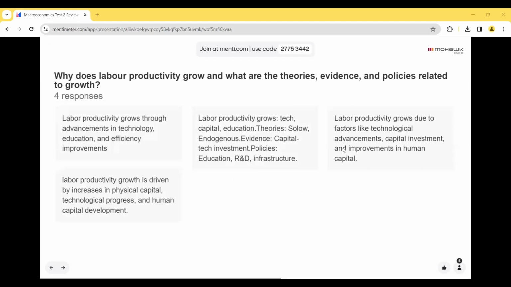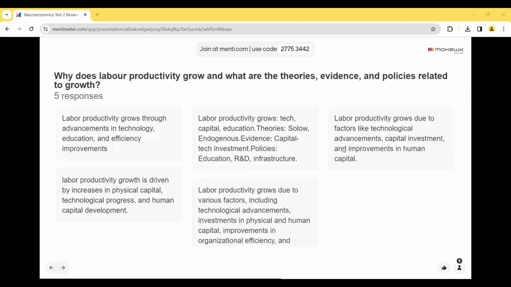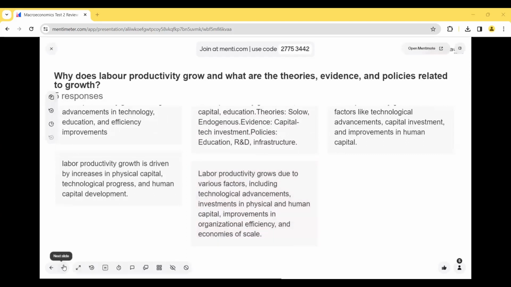Labor productivity grows due to factors like technological advancements, capital investment, and improvements in human capital. Labor productivity growth is driven by an increase in physical capital, technological progress, and human capital development. Labor productivity grows due to various factors, including technological advancements, investments in physical and human capital, improvements in organizational efficiency, and economies of scale. Yes.